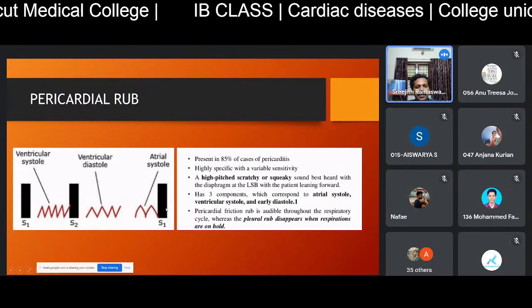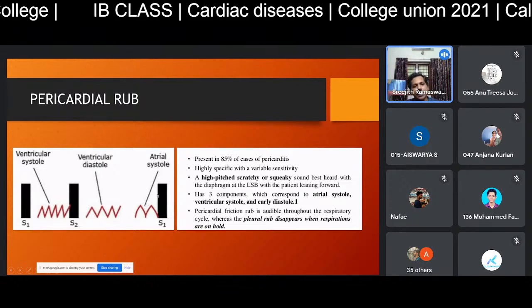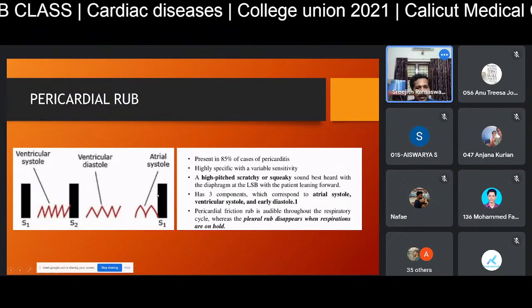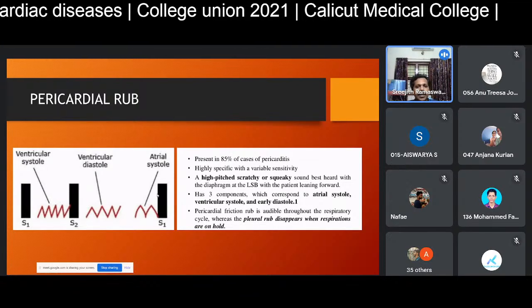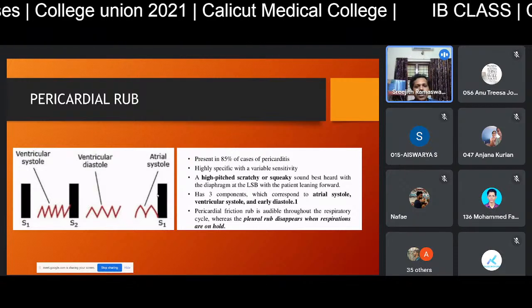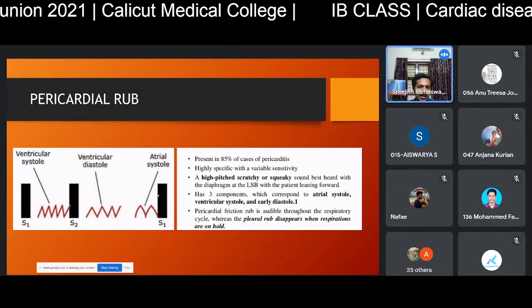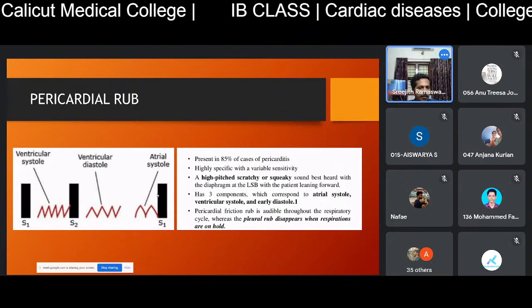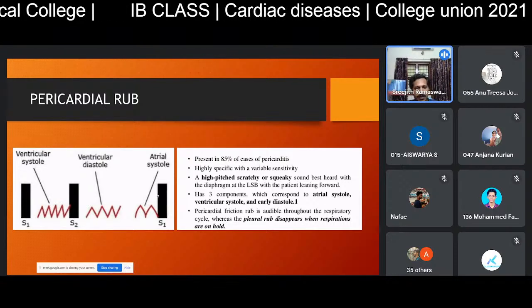Sometimes you may mistake this for a continuous murmur or other murmurs, but this is actually a superficial, scratchy, squeaky sound, and it is heard more superficially, and it has 3 components. Okay, it's a triphasic pericardial rub.